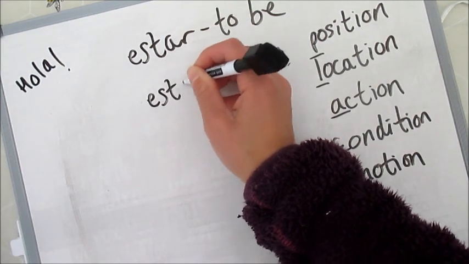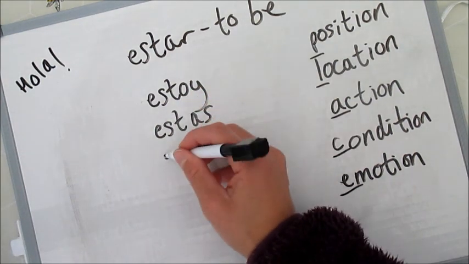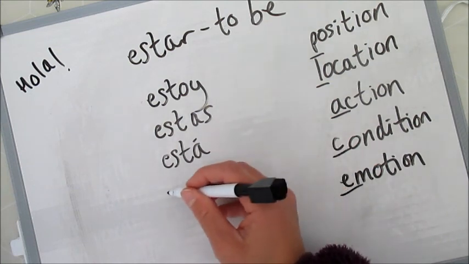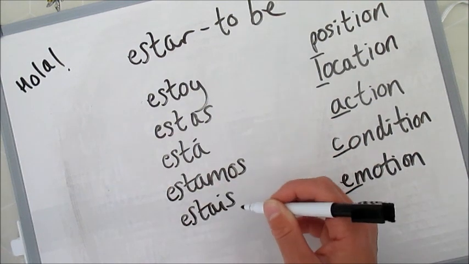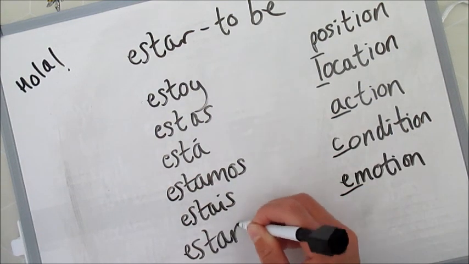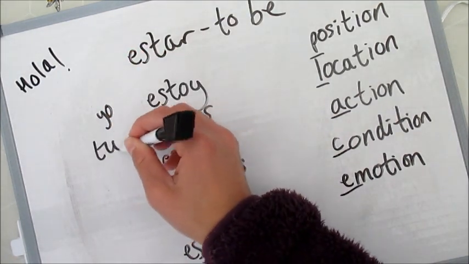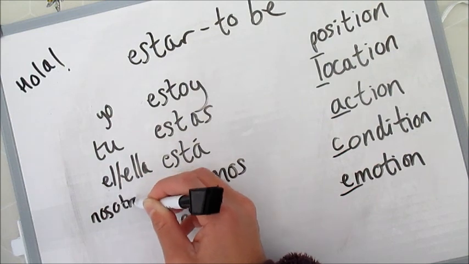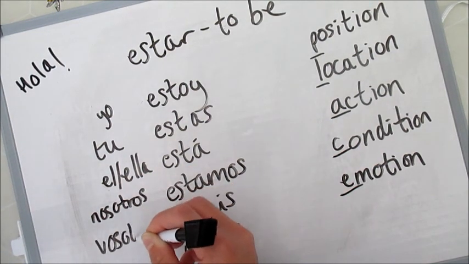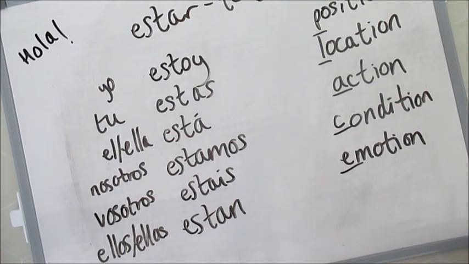So the verb itself, estoy, I am. Estás, you are. Like I just said, como estás. Está, he or she is. Estamos, we are. Estáis, you all are. And then están, they are. I'll just write these in again. So yo is I, tú, you, él, ella, he or she. Nosotros is we. Vosotros, you all. And then ellos, ellas is they. So pause the video and write that one down.